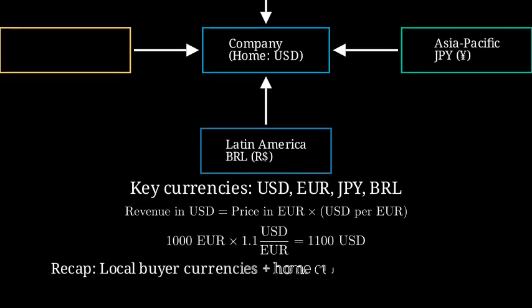Let's recap slowly. The company sells action cameras and UAV drones to 4 regions. Each region pays in a local currency. The currencies that affect revenue are the local buyer currencies plus the home currency where the company reports its results. In our example, those were US dollars, euros, Japanese yen, and Brazilian reals. If any of those exchange rates change, the US dollar revenue changes too. That is why these currencies are the ones that matter for revenue.